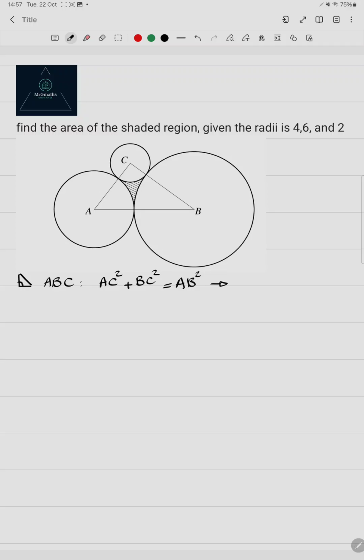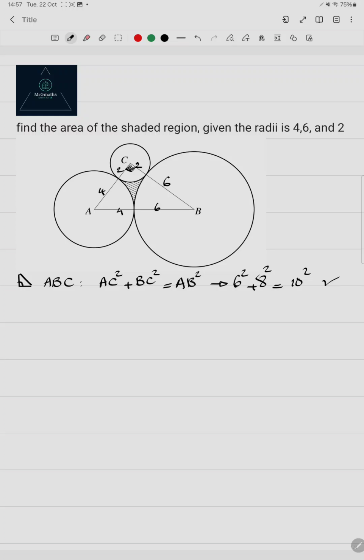AC would be 4 plus 2, so that's 6 squared. BC would be 2 plus 6, which is 8 squared. And AB is 4 plus 6, which is 10 squared. We know 6 squared plus 8 squared is 100, which equals 10 squared. Now, this is a massive step for us because now we know angle C is 90 degrees.